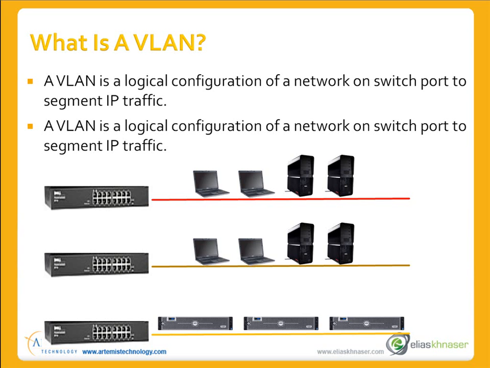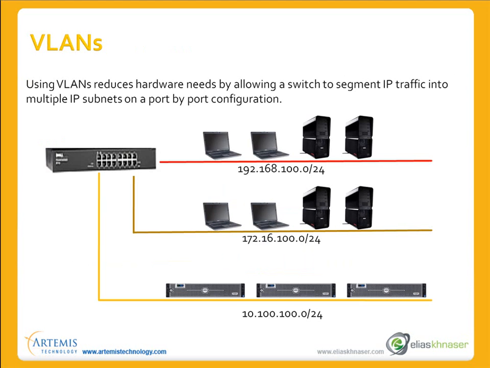Ports 6 through 10 belong to VLAN 102, which is my printer VLAN, for example. So some of the many advantages of using a VLAN is that it allows you to save on hardware. Without VLANs, every time you wanted to add connectivity to a particular network or subnet, you would have to have another switch. By using VLANs, now you can have one switch and then configure the networks or your subnets on a port-by-port basis. This saves you a lot of money and a lot of time as well.